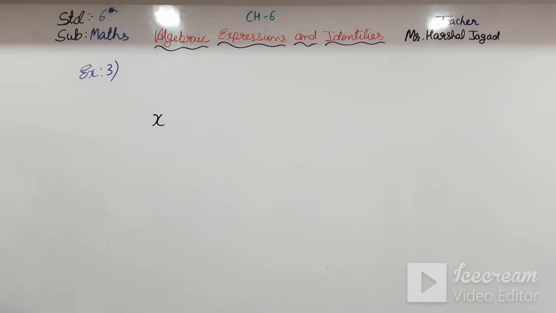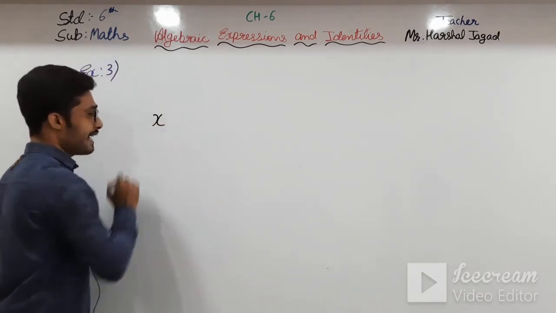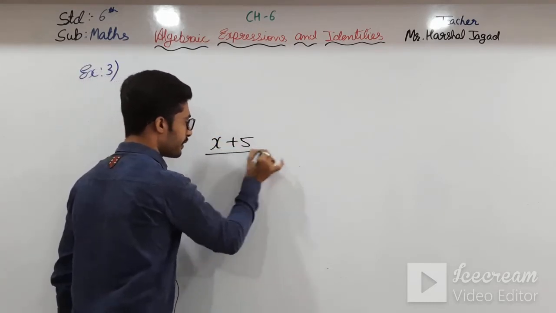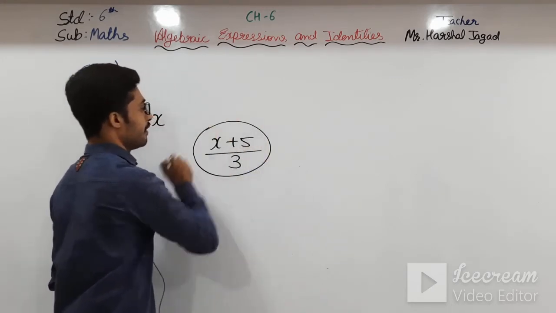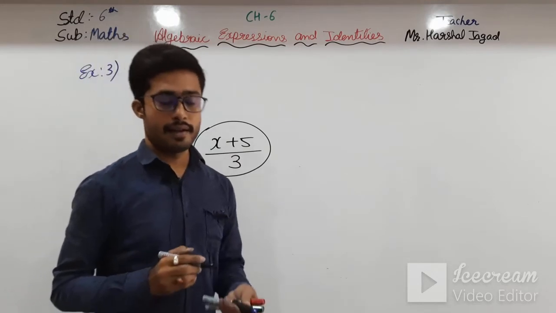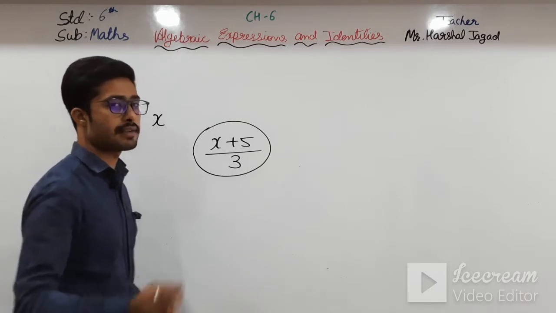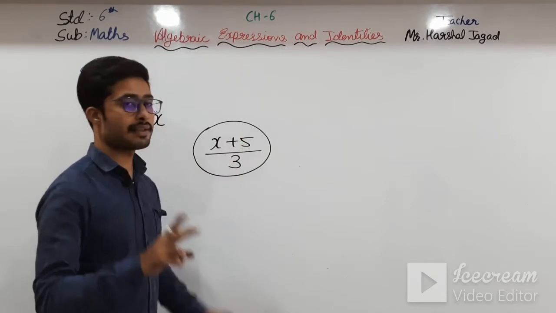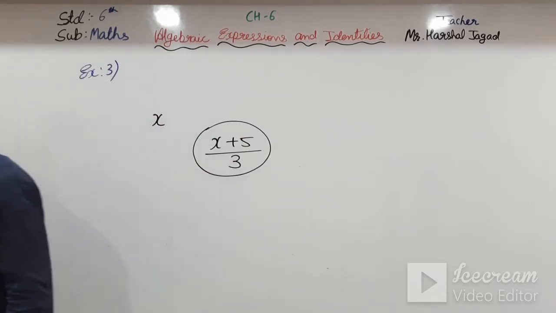Then add 5 to it and divide the result by 3. Means there is a number x, and we have to add 5 and then divide it by 3. So, this is that number. Okay students, this is that number. In the x place, if a value is given, then you can put the value. If x is equal to 1, then 1 plus 5 is 6, 6 by 3, and we will get the answer 2. And now there is another example.